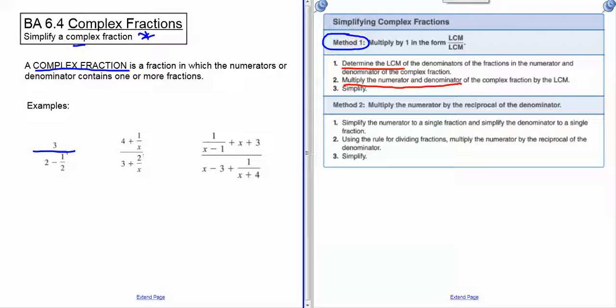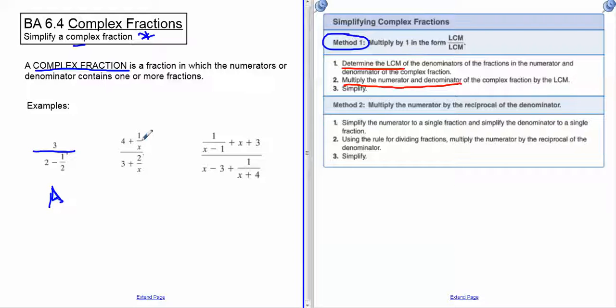All right, here's another example of simplifying complex fractions. In video A, we took a look at this one. In video B, we're going to take a look at this one, and really we're going to simplify complex fractions.